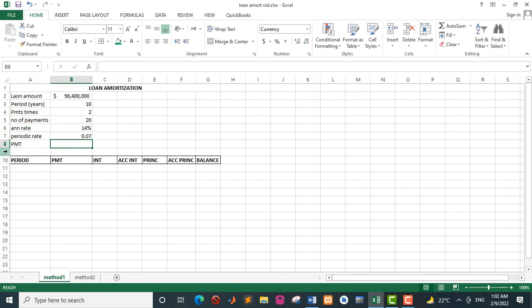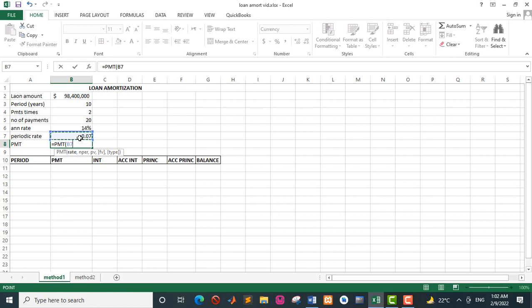Then the PMT, this is the amount that will be paid periodically. PMT is a periodic payment amount and it is an inbuilt function. So you put the equal sign, then you type PMT, which calculates the payments for the loan based on constant payments. The rate is this periodic rate.